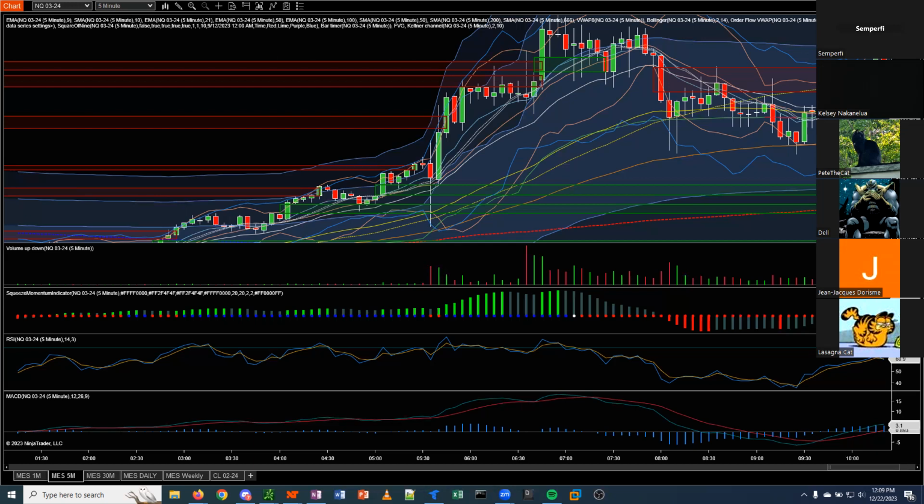Once you have the core strategy or core principles of your strategy down, then we can focus on adding more indicators or adding more information to the chart.